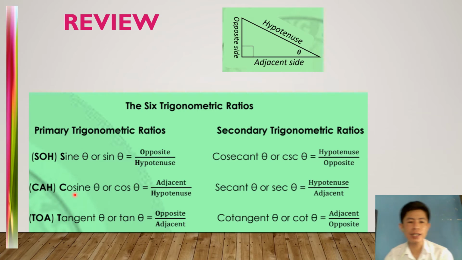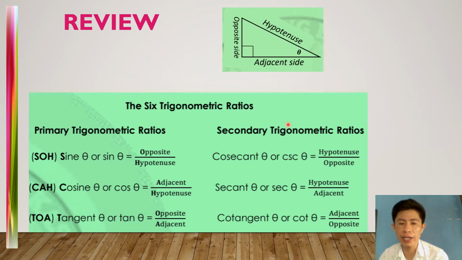For cosine theta, we have the formula adjacent over hypotenuse. So to solve for the cosine theta here, we have adjacent divided by hypotenuse. For the tangent theta, or tan theta, we have the opposite over adjacent. So if this is the reference angle, we have opposite over adjacent. So those are the three primary trigonometric ratios.